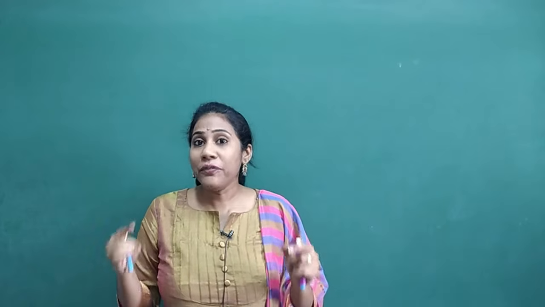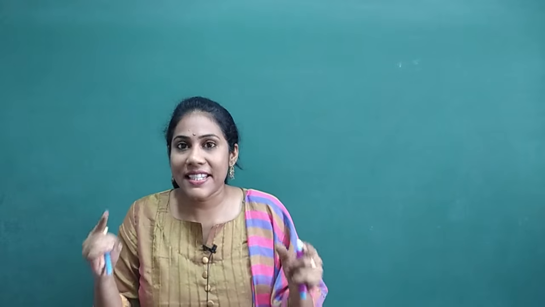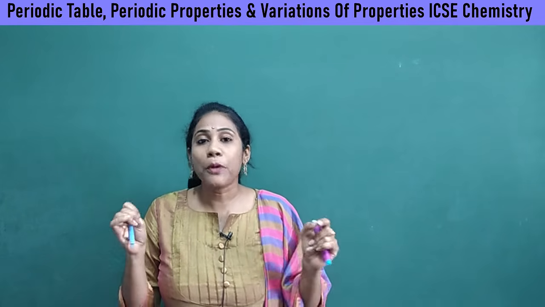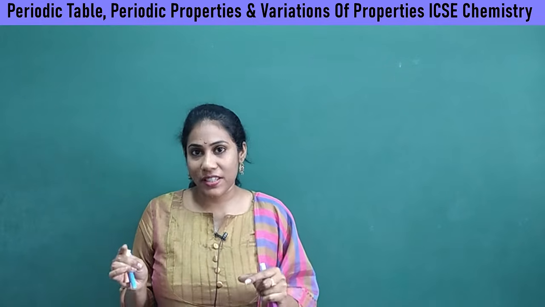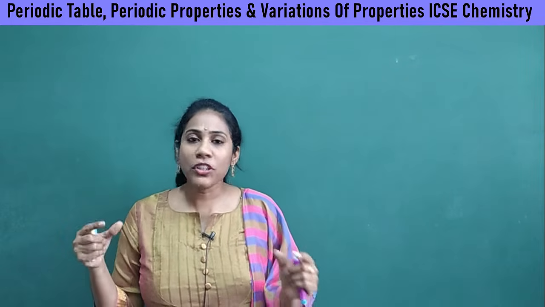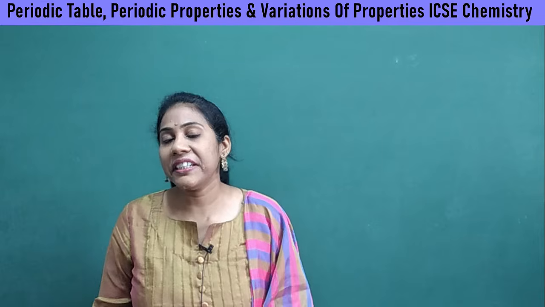And today I am with the first chapter of class 10 chemistry, that is periodic table, periodic properties and their variations. Clear?